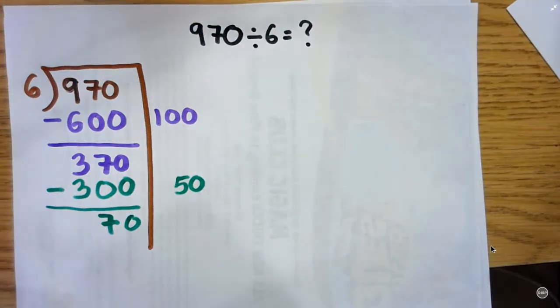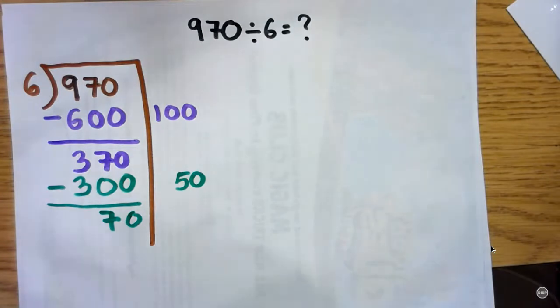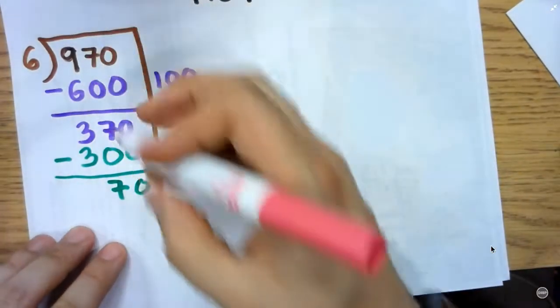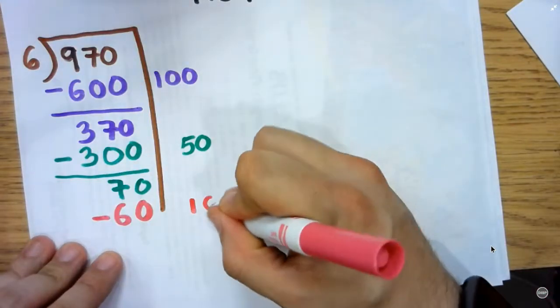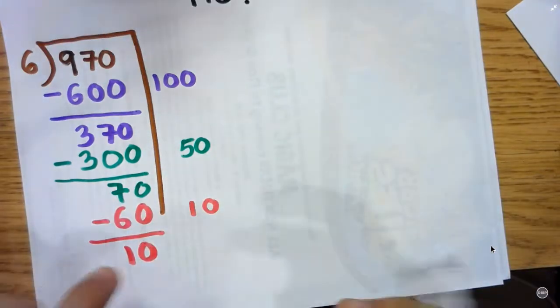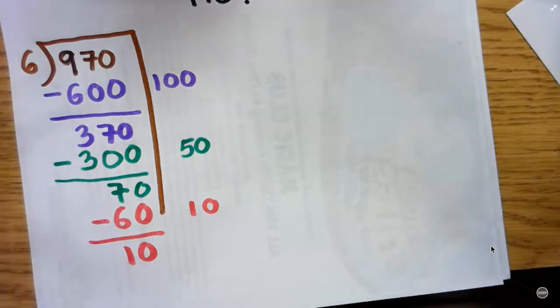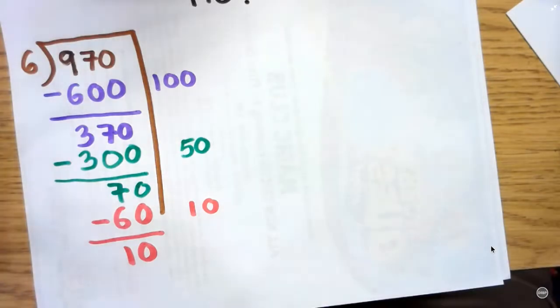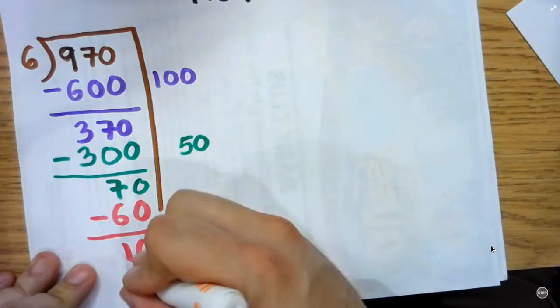Okay, now I'm down. I only have 70 left. Well, let's use my 10. All right, so let's pull out another 60 here. 6 goes into 60 10 times. 70 minus 60 equals 10. Now, again, I could have done 66 here, and then I would have gotten right to the answer. But you know what? I'm breaking it up into multiple steps, and that's fine.